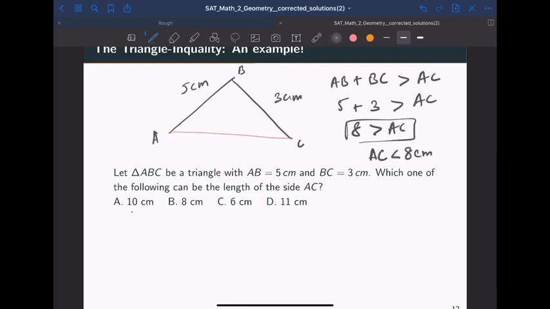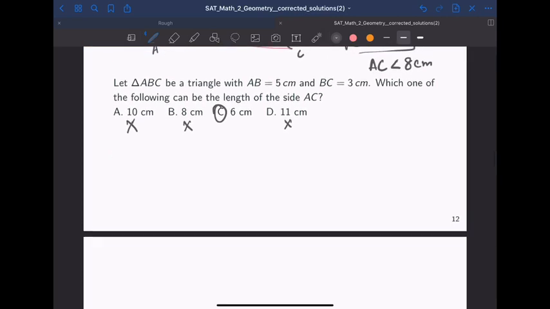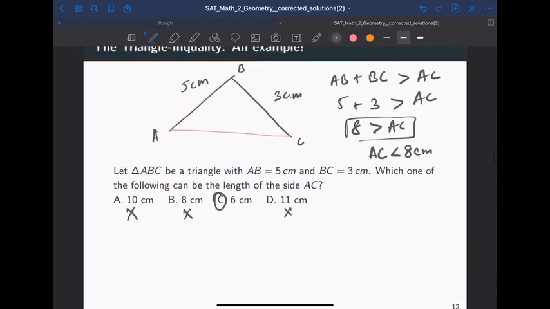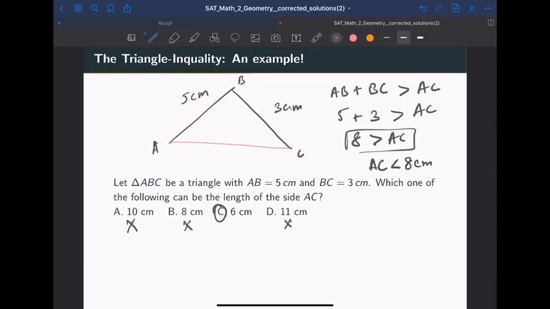Should it be 10 centimeters? Nope. This is greater than 8. 8 centimeters? Nope, because it should be strictly less than 8 centimeters. This is equal to 8 centimeters, which cannot be the case. 11 centimeters? Nope, it is greater than 8. Then 6 centimeters is the possible answer, and it is the correct answer. And now we move on to our next section, and this concludes our studies about the triangles.